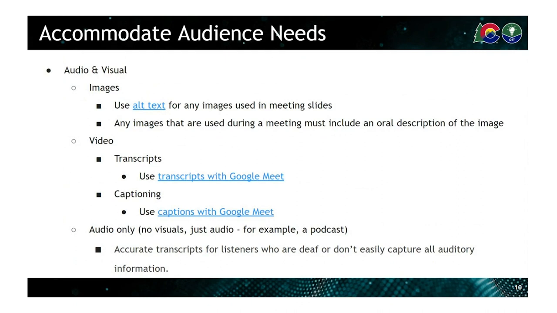So sticking with the theme of accommodating audience needs, we have talked about presentations, now thinking about the audio and visual. So images, of course, using alt text for any images used in the meeting slides. If you're sharing those out, we want to make sure that those folks that are going through your slides can get a sense of what any images are based on that alt text. And then, of course, any images, we kind of touched on this earlier, but any images that are used during a meeting must include an oral description of that image.